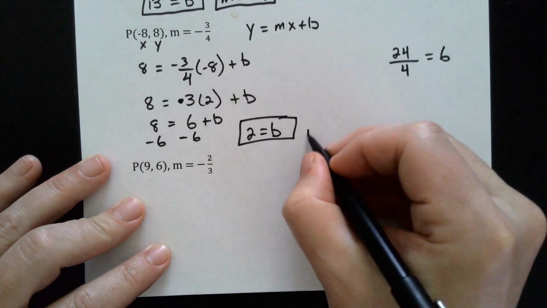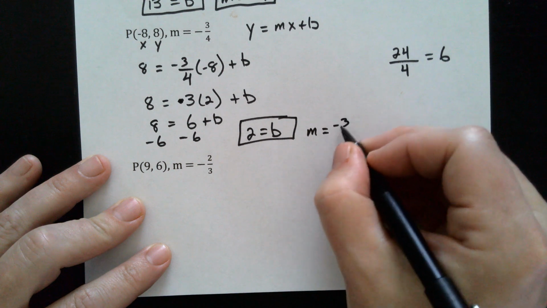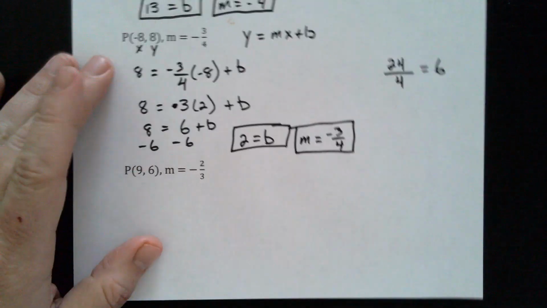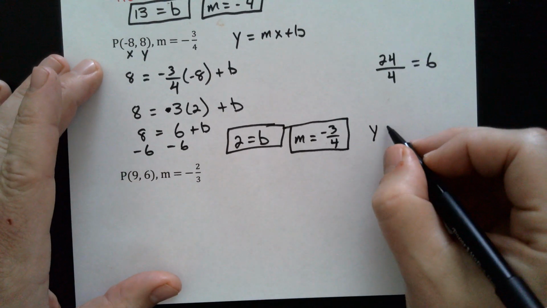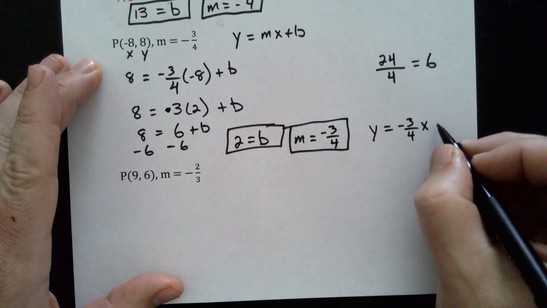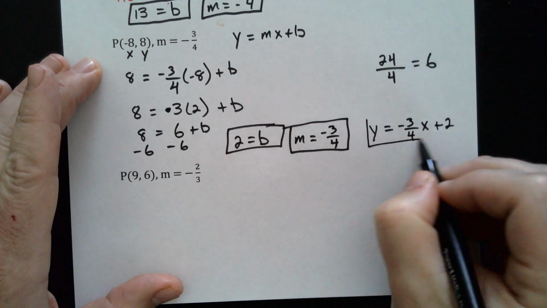And remember, we already know that m is equal to -3/4. So let's write our answer. y is equal to -3/4 x plus 2. And that's your answer.